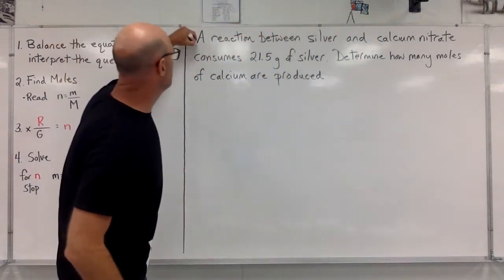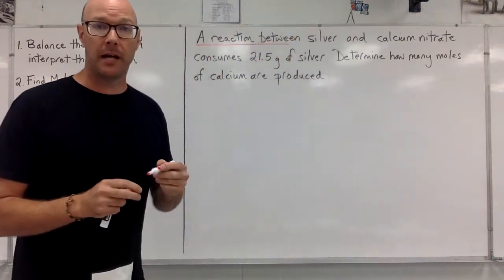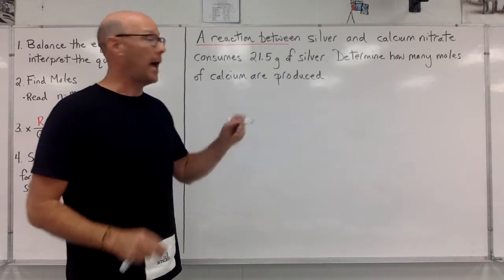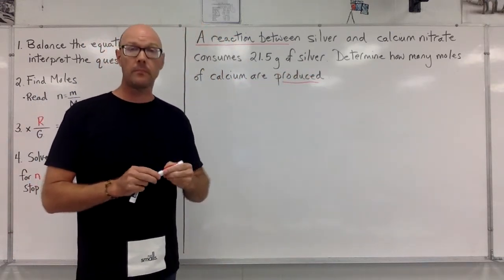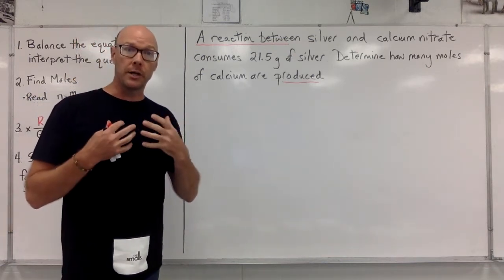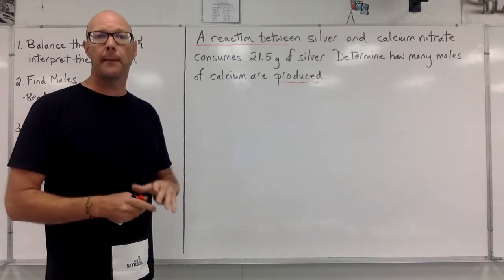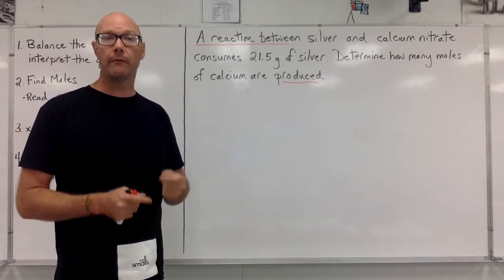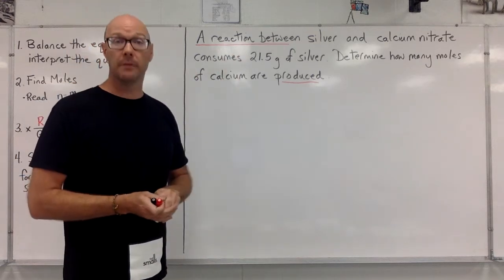A reaction between silver and calcium nitrate, okay? And we're going to produce calcium. Every chemical involved here is not mentioned. It's up to us to still remember how to work through those 5 reaction types we encountered in Science 10. However, we can get going. A reaction between silver and calcium nitrate.